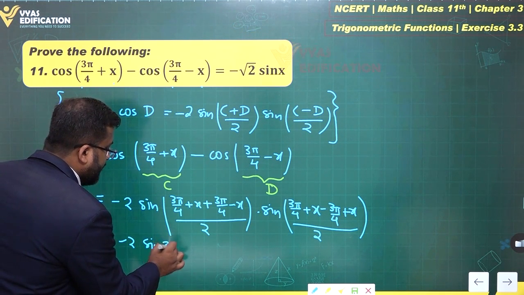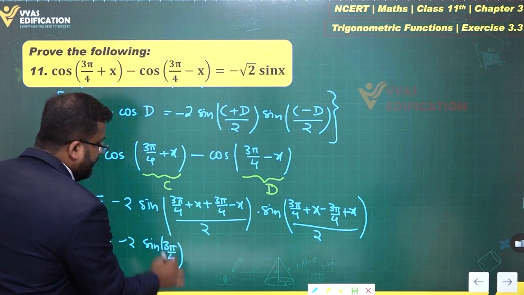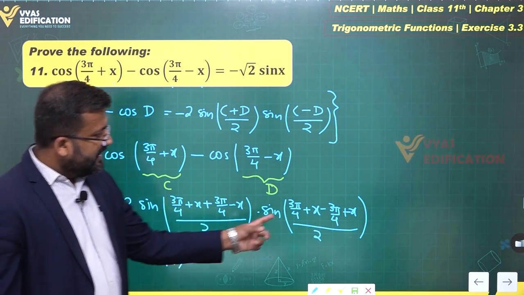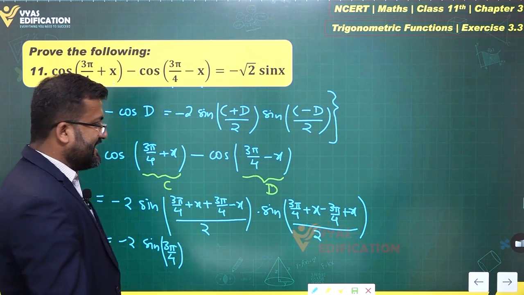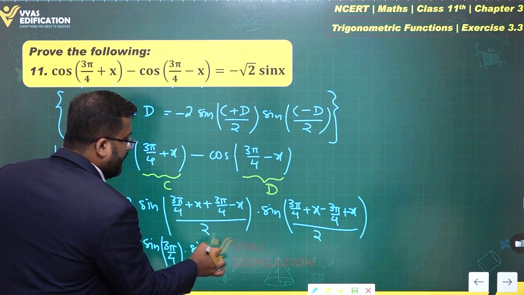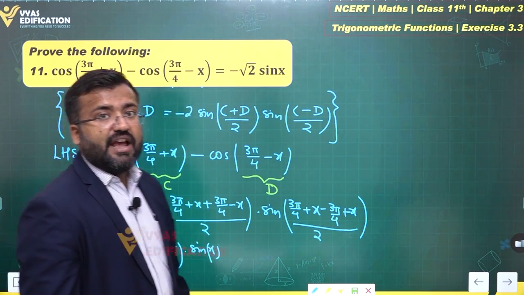So this is sine of 3 pi by 4. What is that equal to? Here, x plus x is 2x, and 2x upon 2 will be x. So this is sine of x over here. Right? Those are the angles.